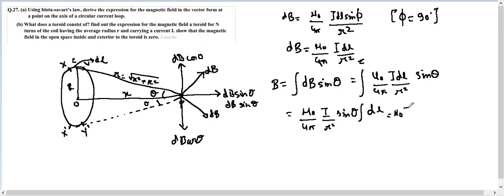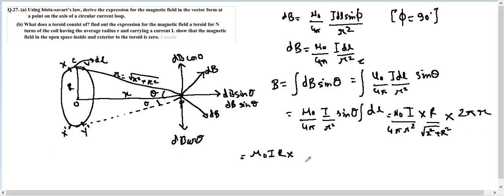So it is mu naught I upon 4 pi r square, the value of sin theta, that is r upon under root of x square plus r square, into the value of the integral of dl, that is 2 pi r. Now can we take this value of r square as equal to x square plus r square? So it would be something like mu naught I r into 2 pi r. Now one more thing, I should take it as 2 pi capital R, right? Why? Because we're talking about this coil, the radius of this coil is capital R, so we're going to take it as capital R.